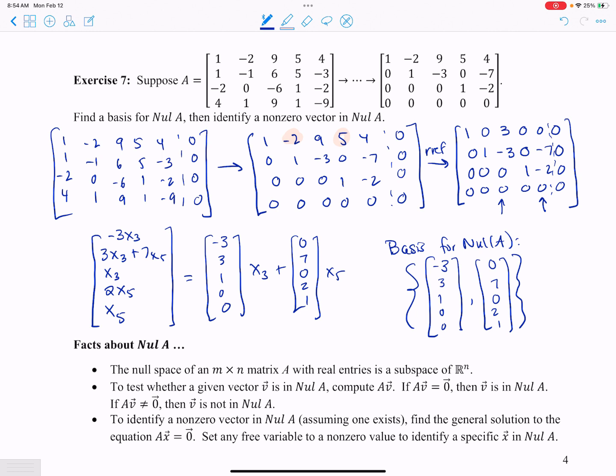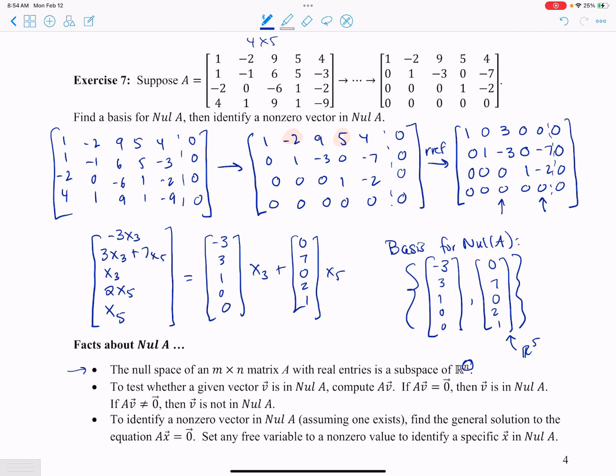So just some facts about the null space. This first one is just saying the null space of any m by n matrix is going to be a subspace of Rn. So it's the number of columns. So notice that in this example, A is a 4 by 5 matrix. And notice these live in R5.